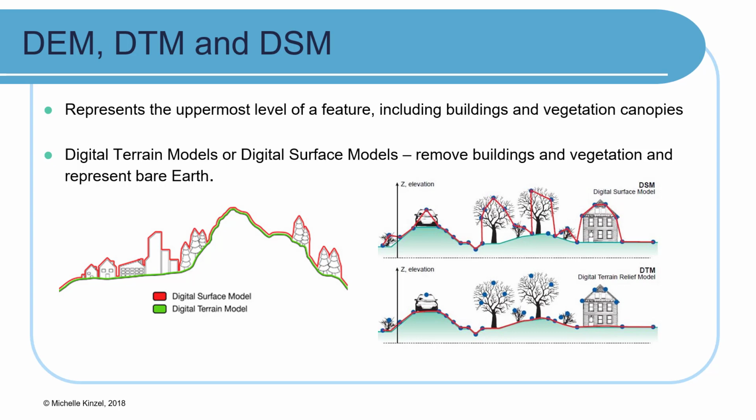So DEM, DTM, and DSM are related terms, and we're just going to talk about the subtle differences. They represent the uppermost level of a feature, including buildings and canopies. The digital terrain model will remove buildings and vegetation and actually represent bare earth. So here we see a digital surface model on the left in red and the digital terrain model in green. And the green line does not take into account the tops of the trees or the building surfaces.